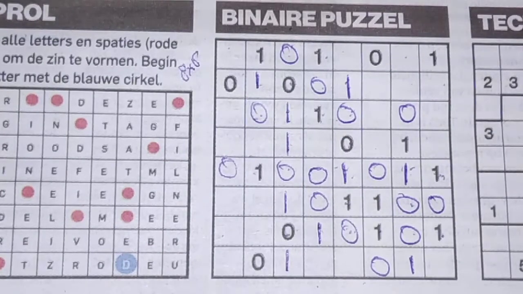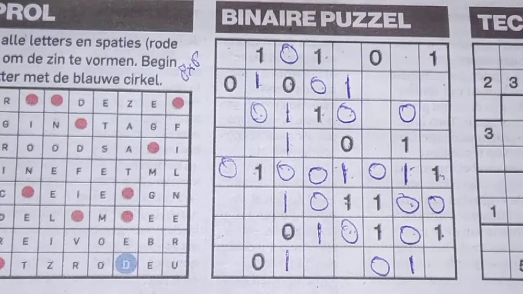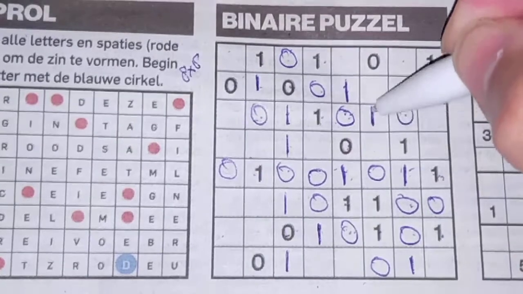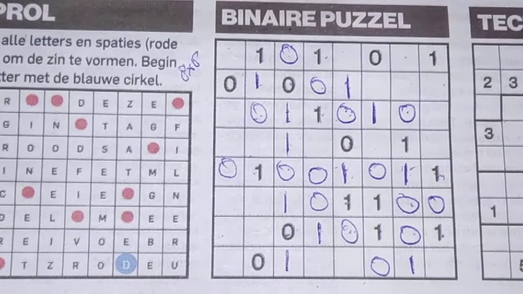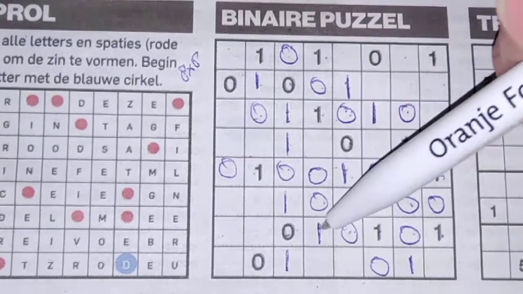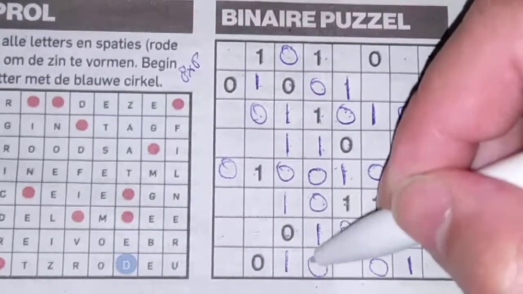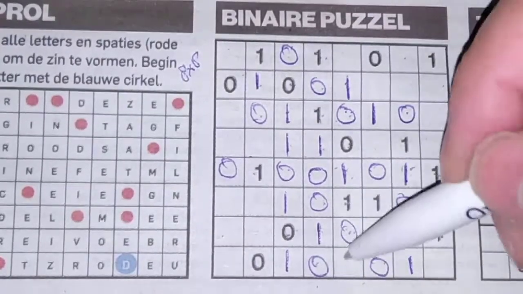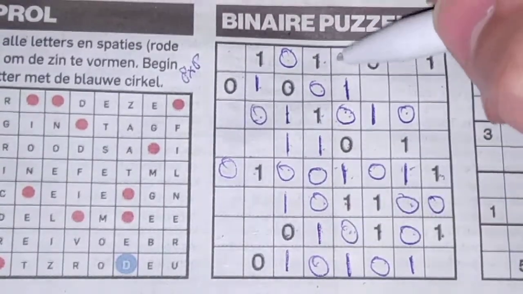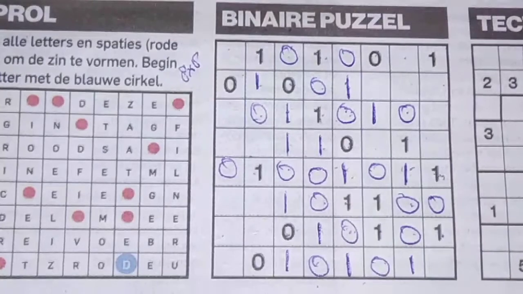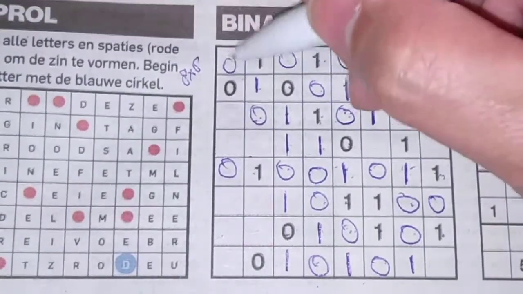Then between 2 O's comes a 1. Double O here and 1, then 1. 1, 2, 3, 4 ones, so the rest are O's. Between 2 O's comes a 1. 1, 2, 3, 4, 4 ones, so the rest are O's. Double O here and 1, then 1. We have 4 ones, so the rest are O's.